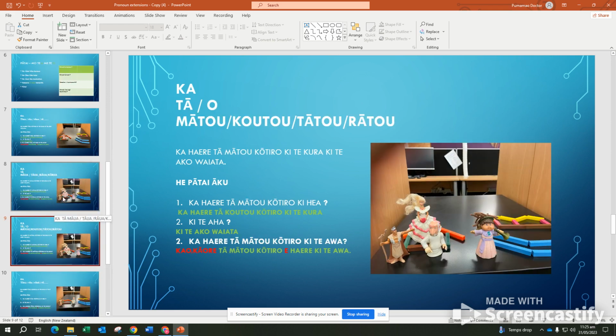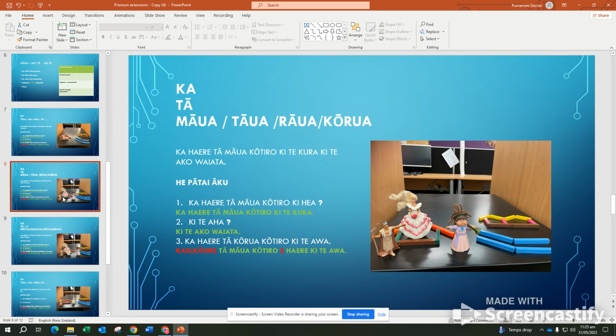Okay, now we introduce māua, tāua, rāua, kōrua. Same structure, just introducing the tā with the māua. This is the pronoun extension. Ka haere tā māua kōtiro ki hea. Ka haere tā māua kōtiro ki te kura. Ki te aha, ki te ako waiata. Kāhoretanga, ka haere tā kōrua kōtiro ki te awa. Kāore tā māua kōtiro e haere ki te awa.